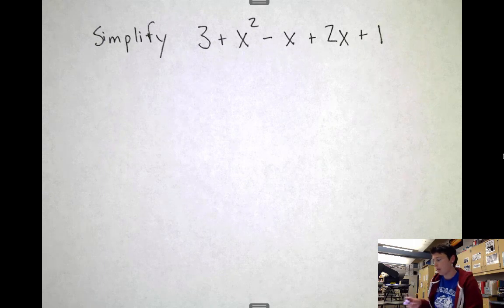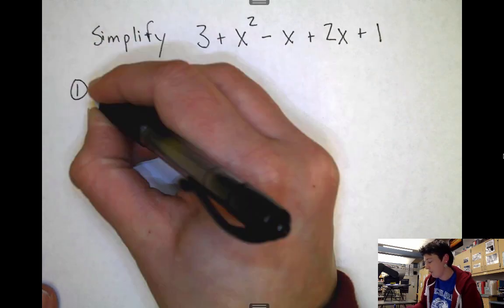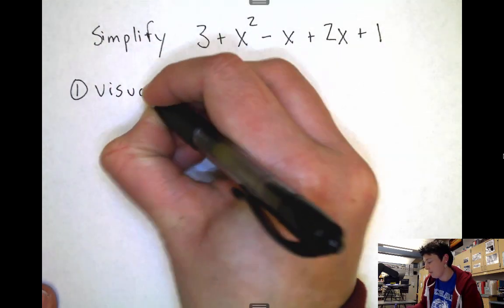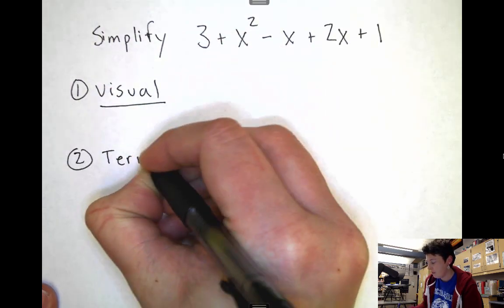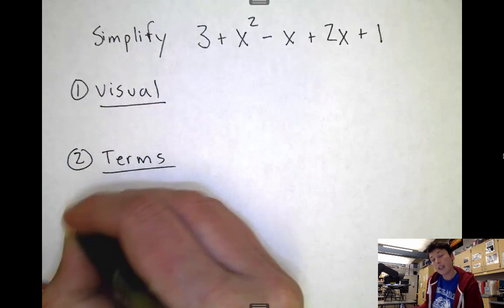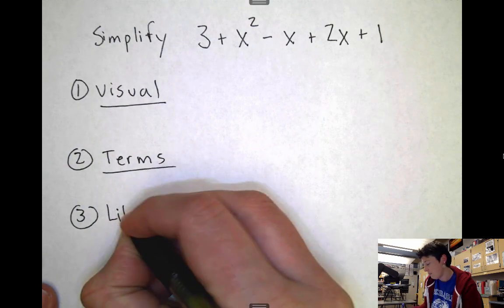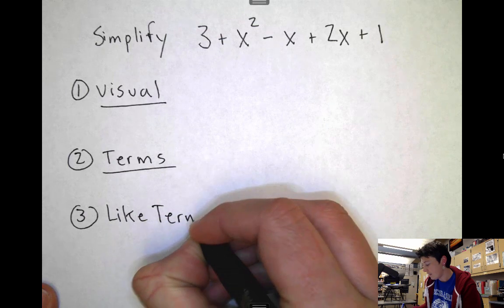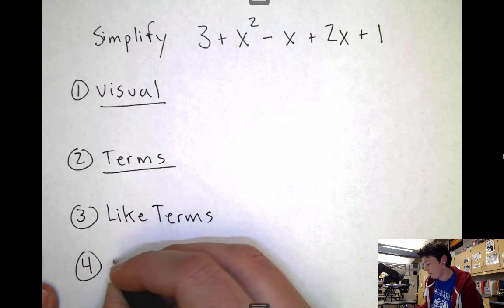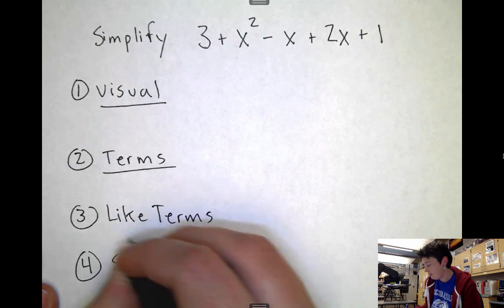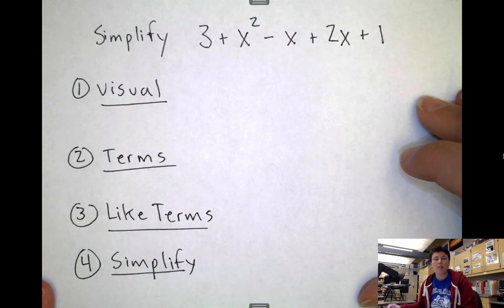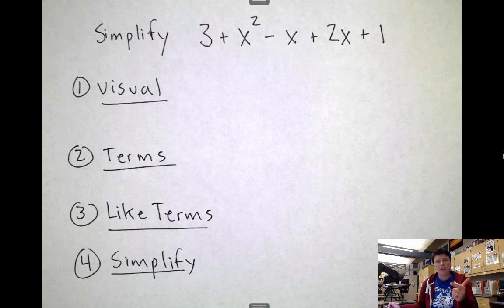Now there are 4 steps to our process that we've been practicing. We're going to visualize, so we're going to make a visual. We're going to find the terms. We're going to find the like terms. And then when we're all done, the final step, 4th step, is we're actually going to simplify. And those are my steps. So we're going to draw the picture, write the terms, find the like terms, simplify. Go ahead and pause the video and do it yourself first.